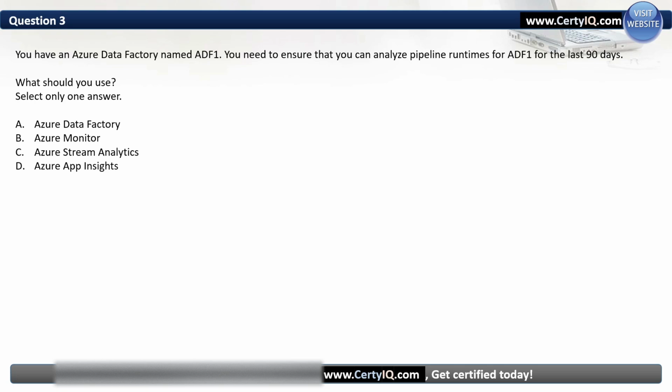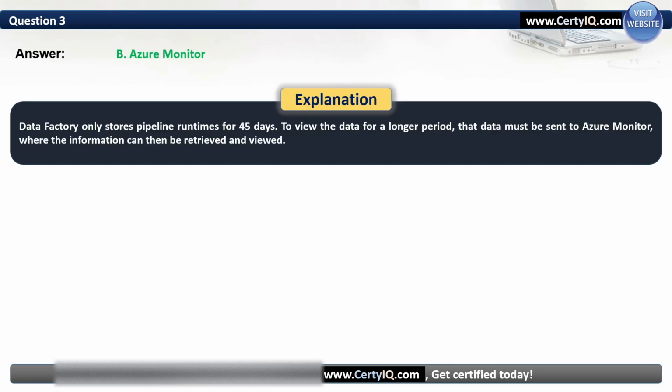The correct option is B. Azure Monitor. Data Factory only stores pipeline runtimes for 45 days. To view the data for a longer period, that data must be sent to Azure Monitor, where the information can then be retrieved and viewed.